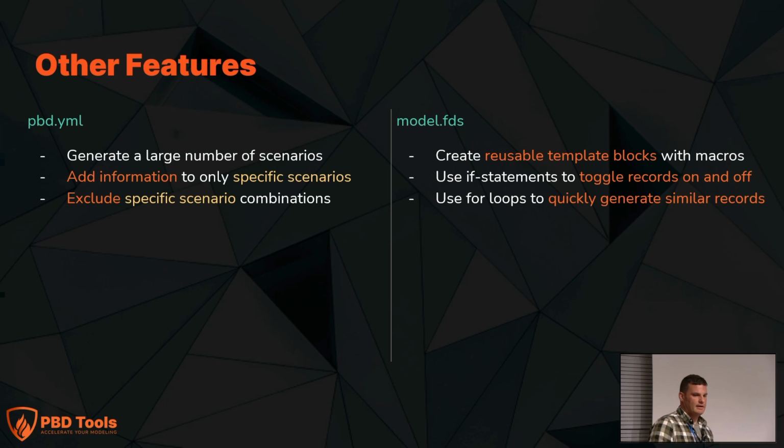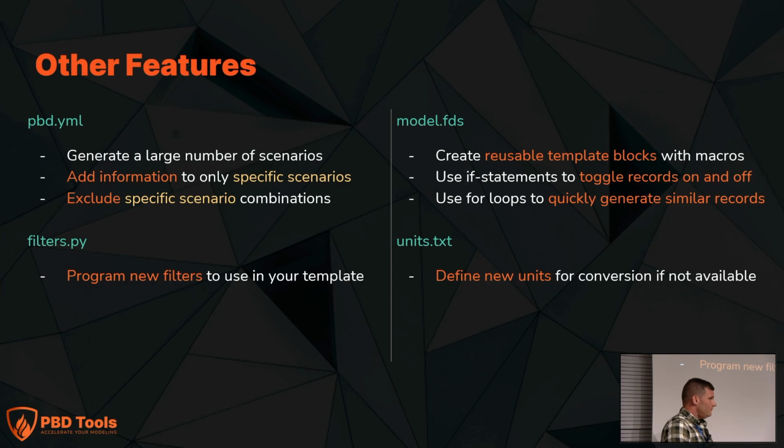So there's a ton of other features that clearly don't have time for, but you can generate a whole ton of scenarios with this. There's a mechanism in the configuration file to say, if I have this heat release rate and this exhaust rate, then I want to add this other information in there, or you can also tell it to exclude it. In your template file, you can also create reusable template blocks. So if you need to define something like an HVLS fan or a door leak that takes multiple FDS records, you can create a function in there to make sure you have the same template code over and over. And you can also use if statements and for loops to iterate and toggle things on and off.